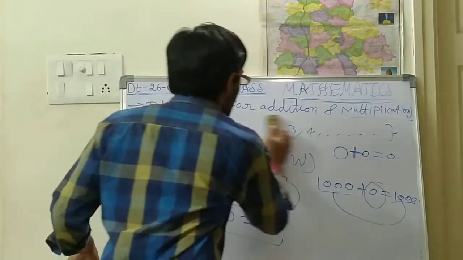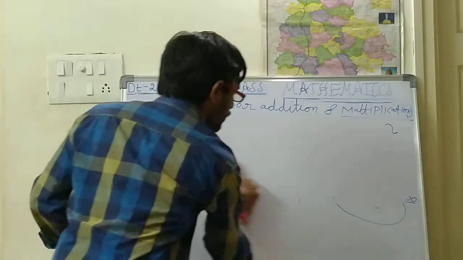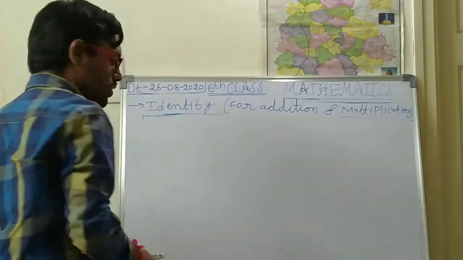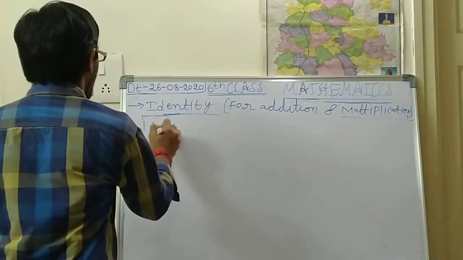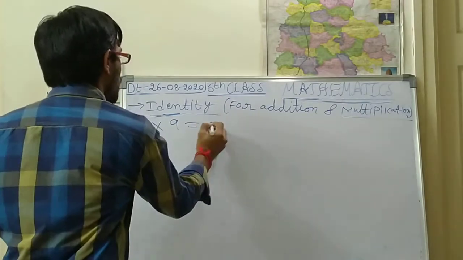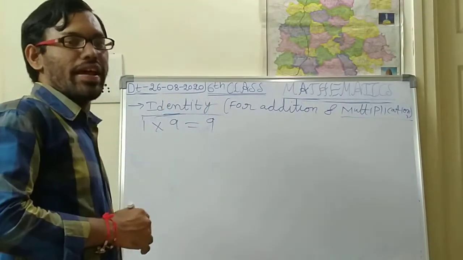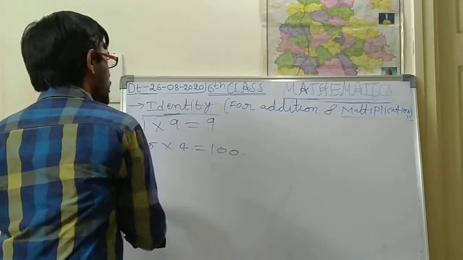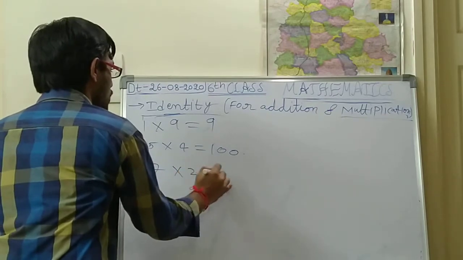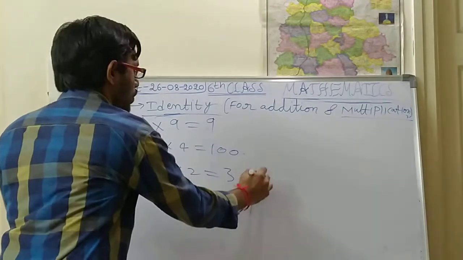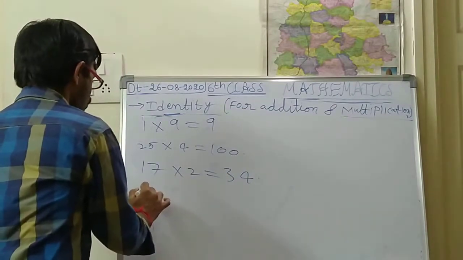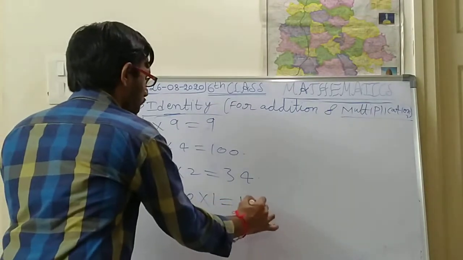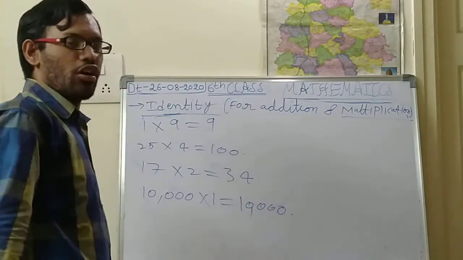Suppose, see children, 1 into 9. What is 1 into 9? It is 9. Next, 25 into 4 is 100. Next, 17 into 2 is 34. Next, 10,000 into 1. What is 10,000 into 1? It is 10,000 only. Is it right, children? I hope you understand.